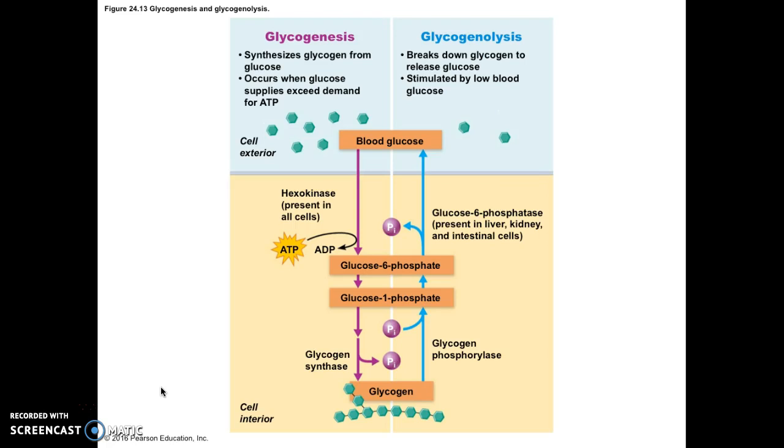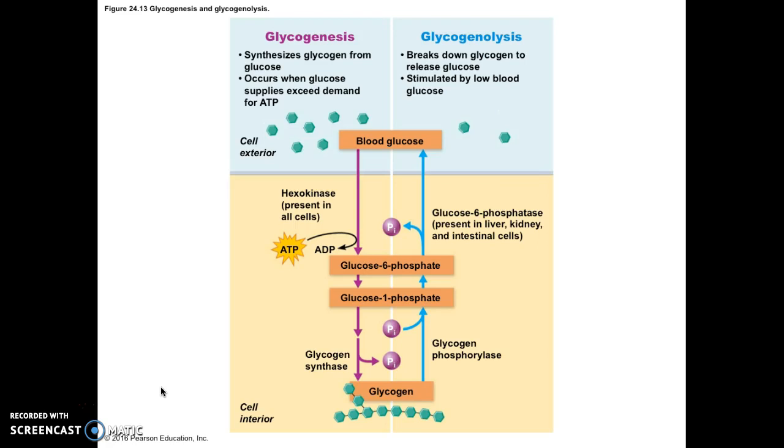Extracellular glucose moves into the cell and is phosphorylated by ATP and hexokinase into glucose 6-phosphate. It then transforms into an isomer, glucose 1-phosphate. The terminal phosphate group is cleaved off, and the glycogen synthase catalyzes the product into glycogen. Liver and skeletal muscle cells are most active in glycogenesis and storage.